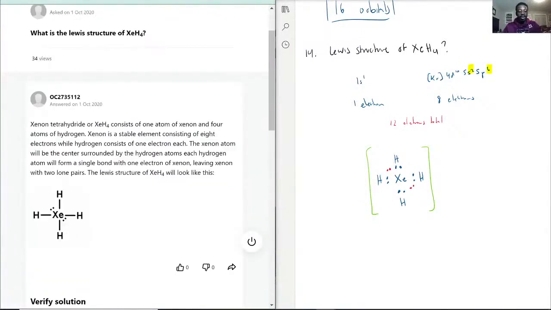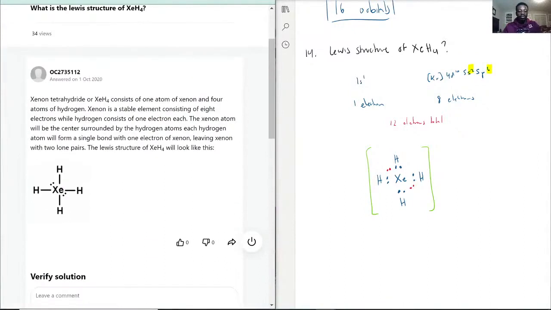Okay, and now let's see how we did. Yep, that is correct. And if they're asking for the electron geometry, as you can see here, xenon would have 6 electron pairs, and that would be octahedral. That breaks down to 4 bonds and 2 lone pairs. So the specific name for it, I definitely don't know.